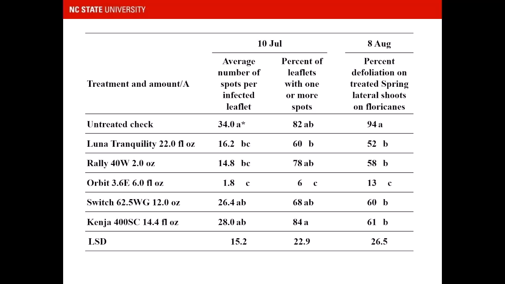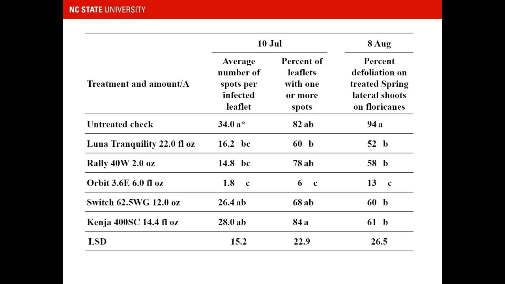So you have these fungicides: Luna Tranquility, Rally, Orbit, Switch, and Kenja were the ones that we thought might have the best performance, and this is the treatment we used and the amount we used per acre in that first column. The second column is the average number of spots per infected leaflet. So that would be, for a given leaf, how bad was the average number. And so you see the untreated check, we had an average of around 34 spots on each leaf.